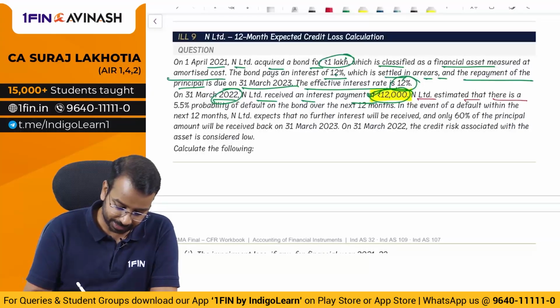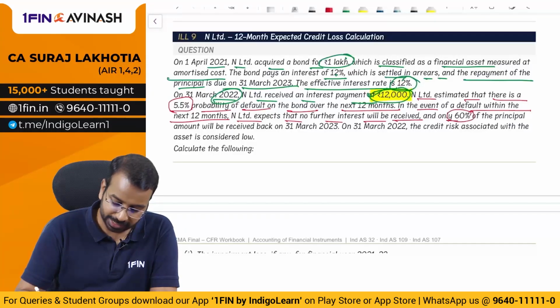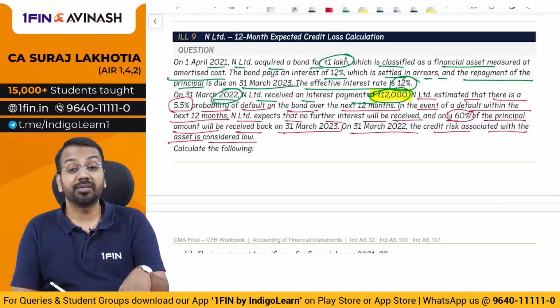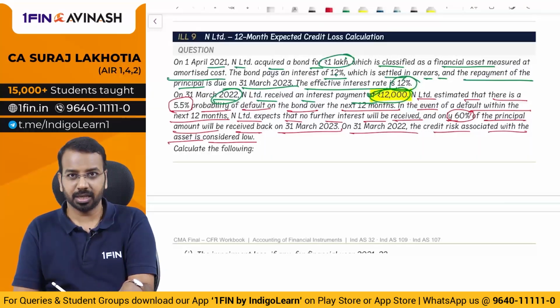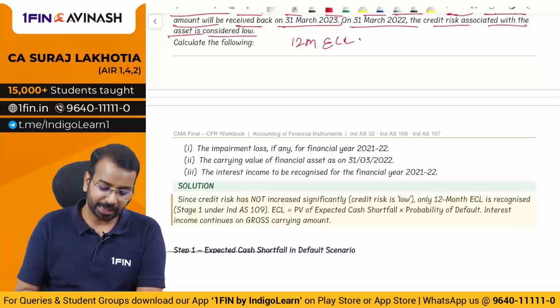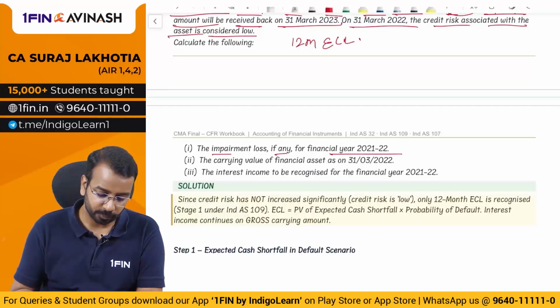N Limited estimated that there is a 5.5% probability of default on the bond over the next 12 months. In the event of default within the next 12 months, N Limited expects that no further interest will be received and only 60% of the principal amount will be received back on 31st March of 23. On 31st March of 22, the credit risk associated with the asset is considered low. So here there is no significant deterioration. It is a low credit risk. If it is a low credit risk, we will calculate 12 months expected credit loss. Calculate the following: impairment loss for 21-22, carrying value as on 31st March of 22, and interest income to be recognized for the financial year 21-22.